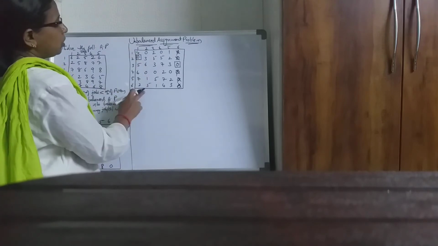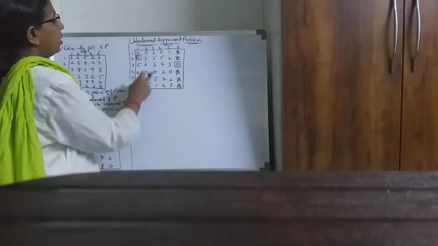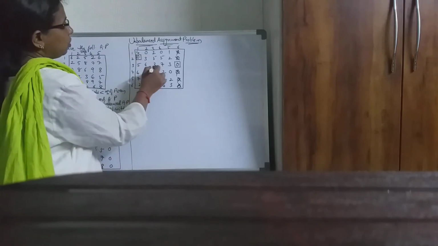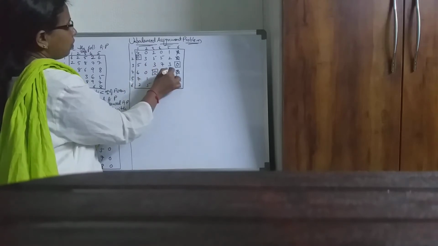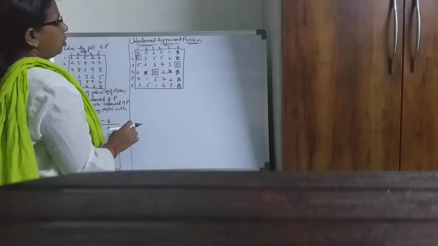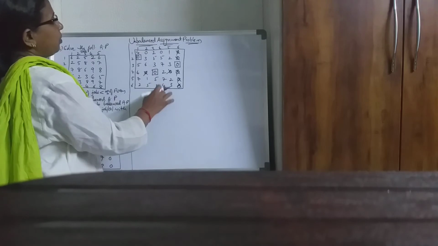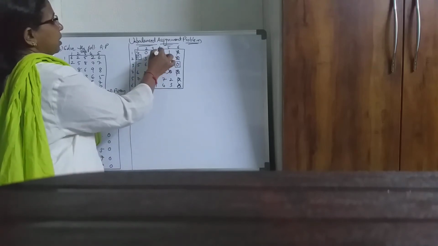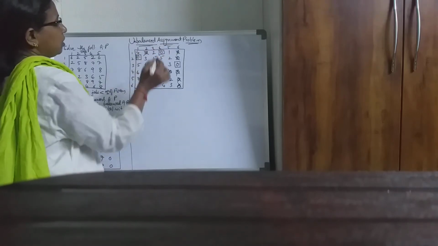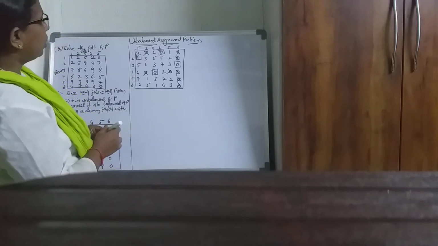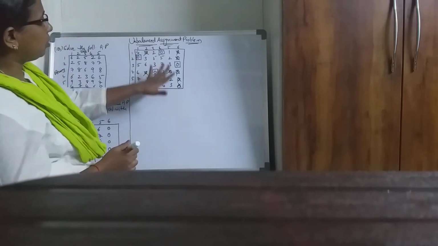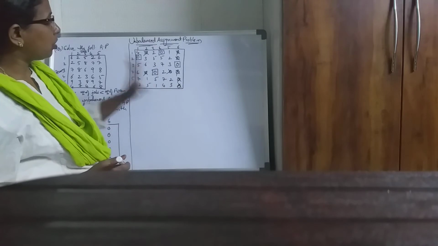Second column 2 zeros are there, don't make any assignment. Third column you have only 1 zero, make an assignment here, cross off all other zeros in that row. Fourth column you have 1 zero, make an assignment here, cross off all other zeros in that row. So here all zeros are either assigned or got crossed off.